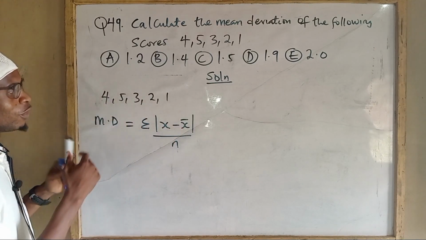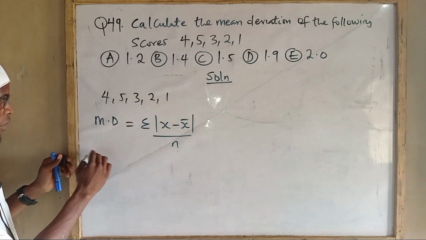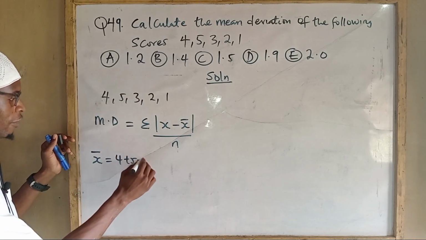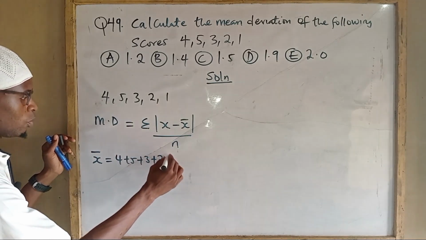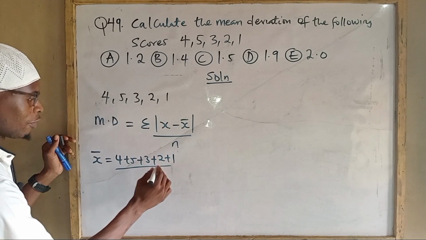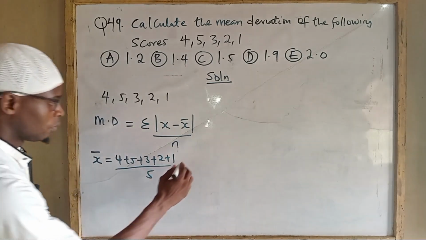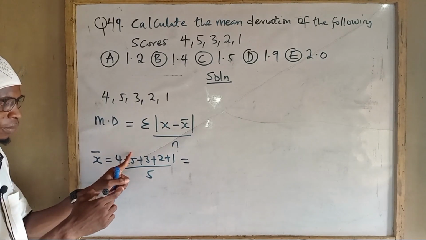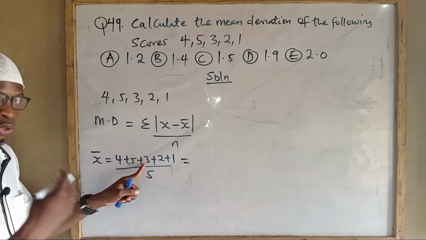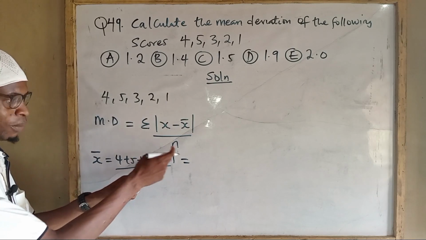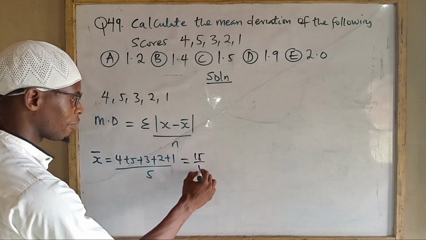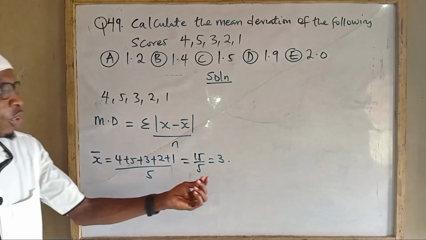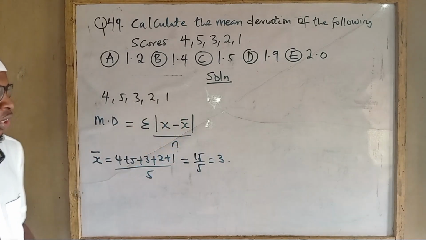So let's get the mean of these values. The mean will be taken as 4 plus 5 plus 3 plus 2 plus 1, all divided by what? 5, right? So 4 plus 5 is what? 9, plus 3, that's what? 12, plus 2 is 14, plus 1 is 15. So we have 15 divided by 5, that gives us what? 3. Good. So we now put all this into this what?